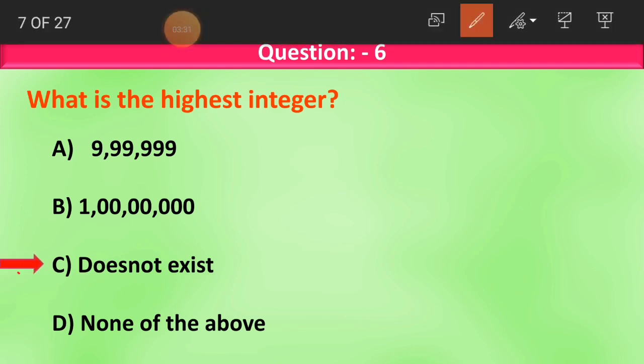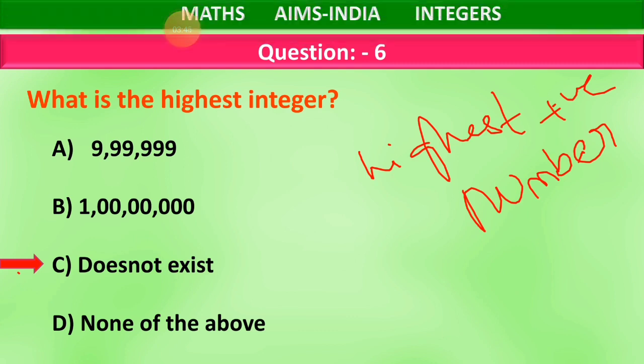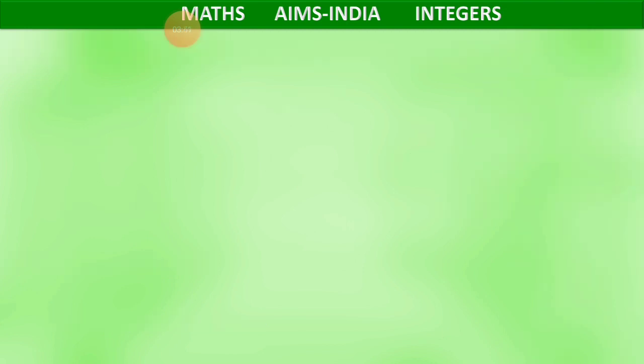We know that the highest integer does not exist because we do not know the highest positive number that exists. We do not know the highest positive number. So we do not know the highest integer that exists. In the same way, we do not know the smallest integer as well.